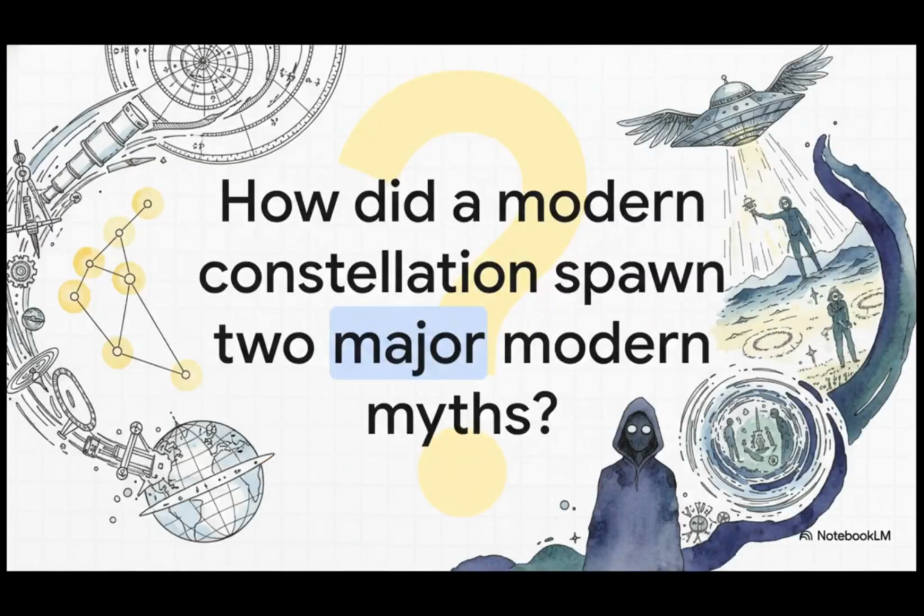And this brings us to the central, delicious irony of our story. How did a constellation, born from a rejection of mythology in favor of cold, hard science, become the source of two of the most potent, most influential myths of the 20th century?